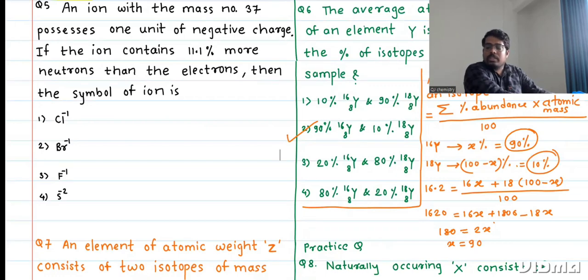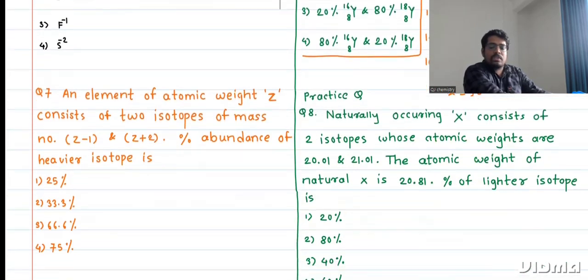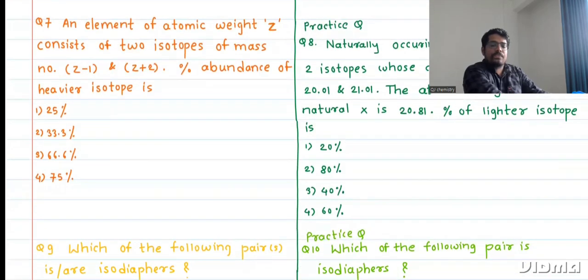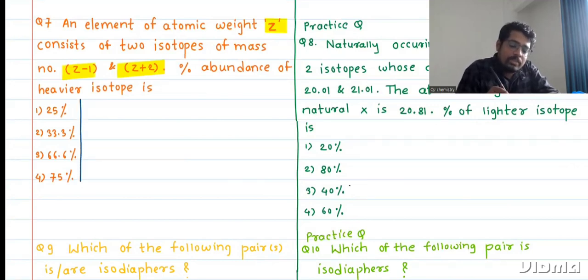Okay, now the next question is question number 7. An element of atomic weight Z consists of two isotopes of mass number Z minus 1 and Z plus 2. The percentage abundance of the heavier isotope is? Here also the question is based on the same formula. Average atomic mass is given to us. Average atomic mass is equal to Z.